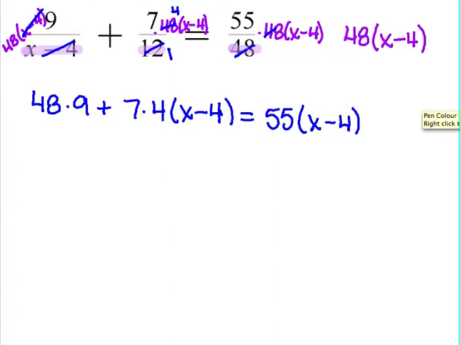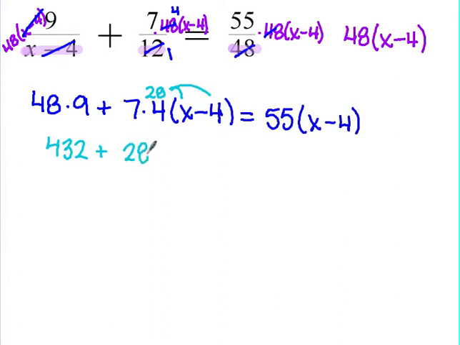How do you do the middle thing again? What do you get? 7 times 4? Because 12 goes into 48 4 times. Oh, okay. So you've still got your 7 and then times 4. What's 48 times 9? 432. Plus, this really should be 28 that I'm going to take times x minus 4.